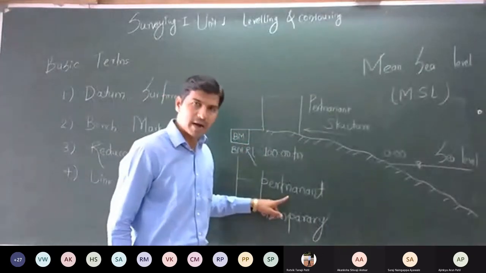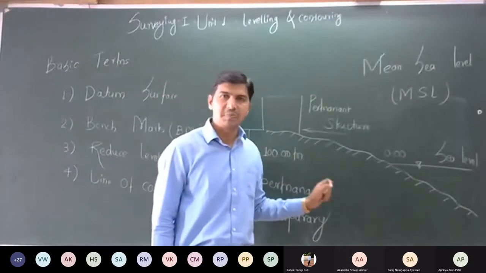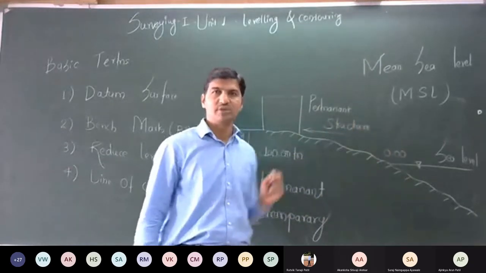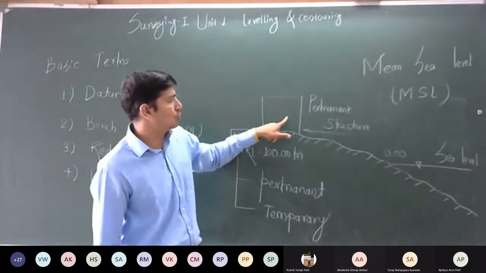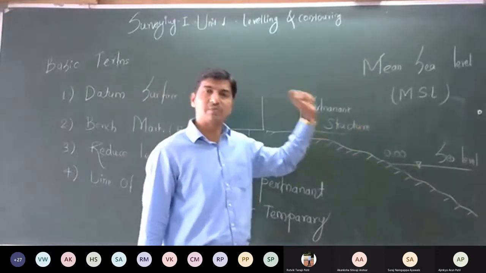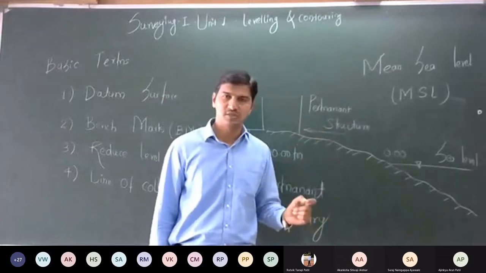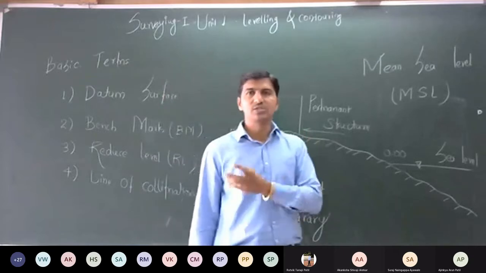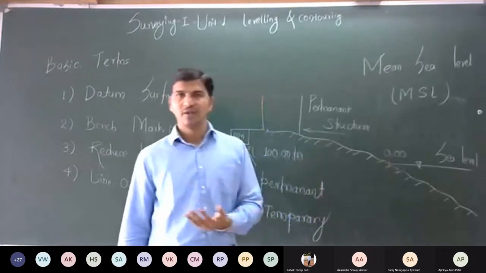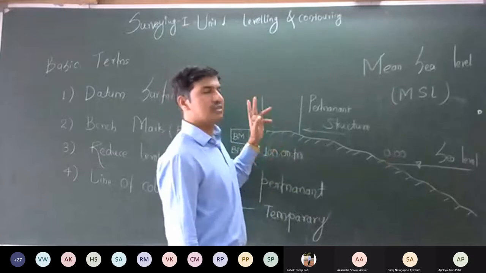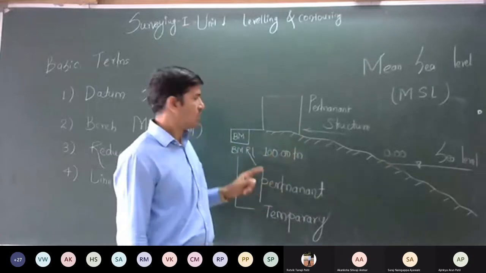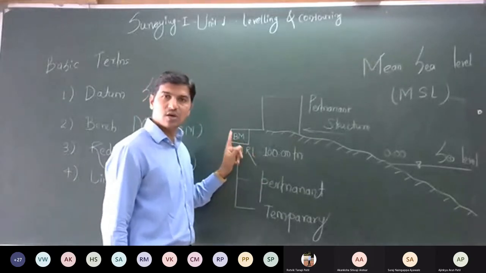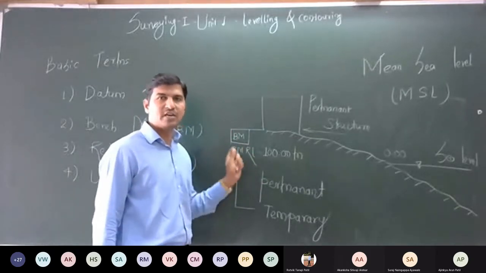Permanent benchmarks are marked by the Survey Department of India by taking the reference of mean sea level at Karachi. As I have shown, a structure which is permanent in nature, just like government structures or government offices, which cannot collapse due to any kind of changes, is selected for marking the benchmark. So I have taken this point for marking the permanent benchmark.